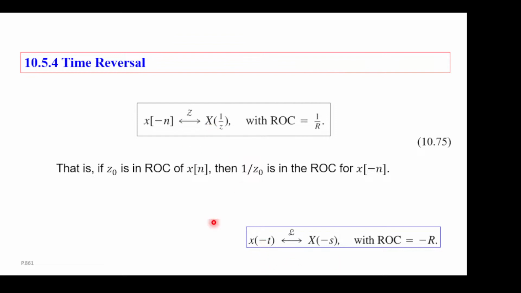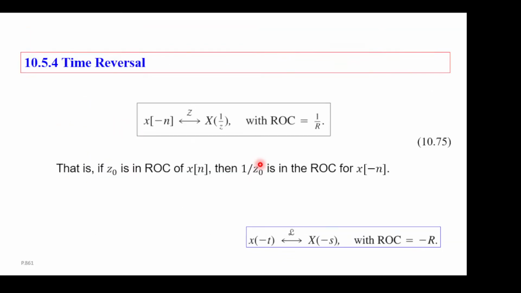Here we have a comparison in the Laplace transform. We have minus in t, then we get minus in s. Minus in s actually means 1 over z. Okay. And the ROC is 1 over r. So basically all the poles and the zeros got inverted. Say you have a pole at z0, then you will become a pole at 1 over z0, etc. Okay. So that's time reversal.